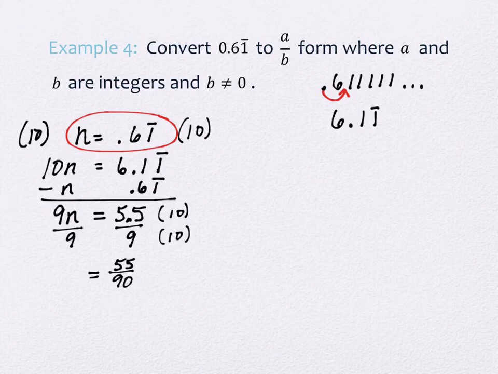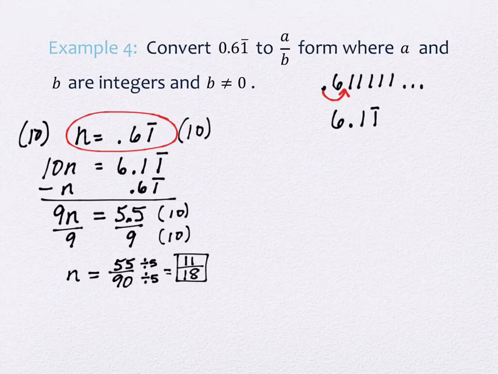Of course, in doing so, you might recognize now that they have something in common that we can divide by and should divide by. So what do 55 and 90 have in common? A 5. So we'll divide them both by 5. 55 divided by 5 is 11. 90 divided by 5 is 18.